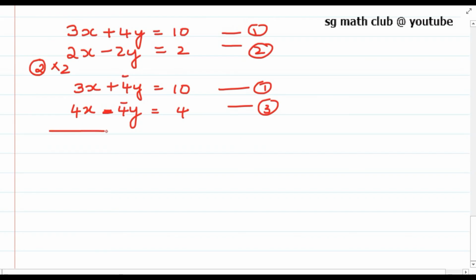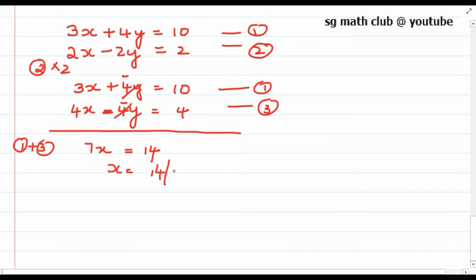Now what I should do to eliminate the variable y, we just need to add, because they are opposite in sign. If they are opposite in sign, just add. If they are the same sign, you need to subtract. So here they are opposite in sign. So the next step, I am going to add 1 plus 3. So 3 plus 4 is 7x. This will get cancelled. And 10 plus 4 is 14. So x is equal to 14 by 7, which is equal to 2.